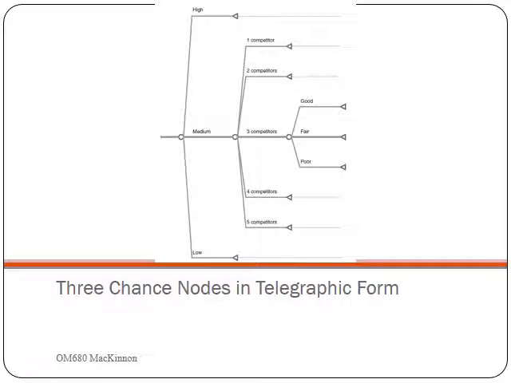So a decision tree can actually grow quite large very quickly. This just gives you an idea. This is still not a very complex decision tree, but as you can see, as you add more uncertainty and more decisions, it can get ugly in a hurry.